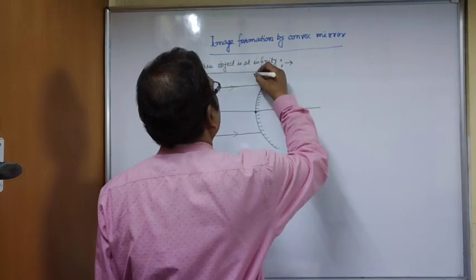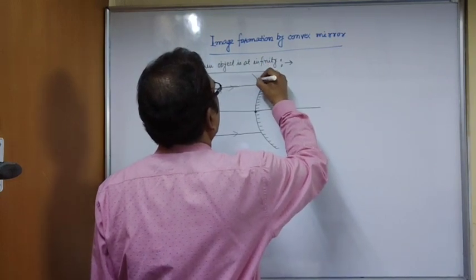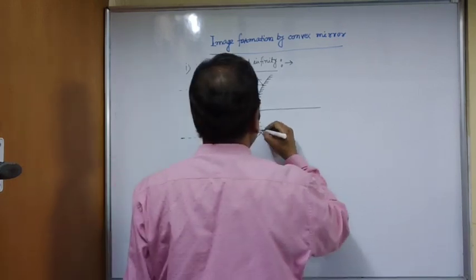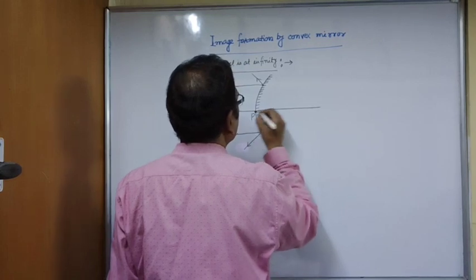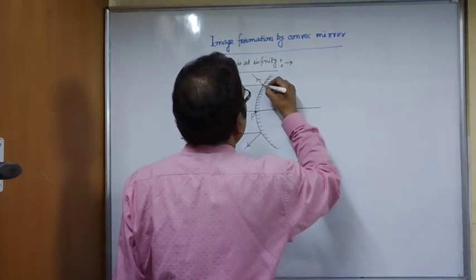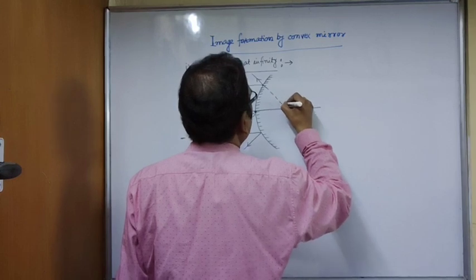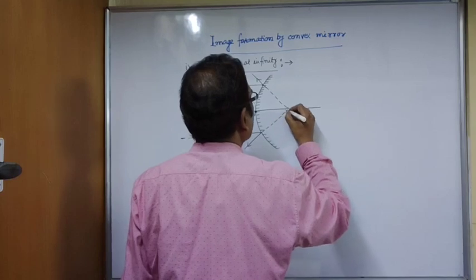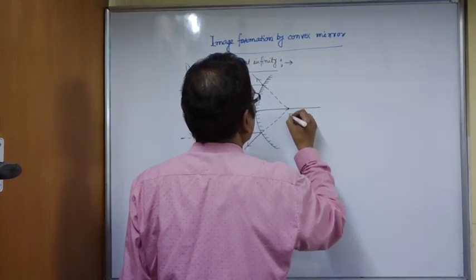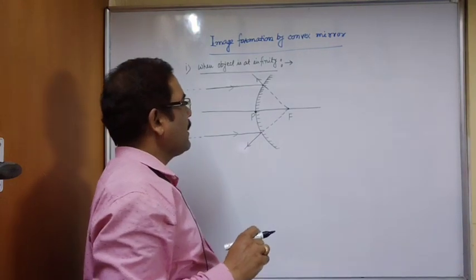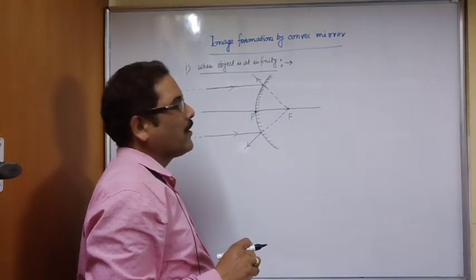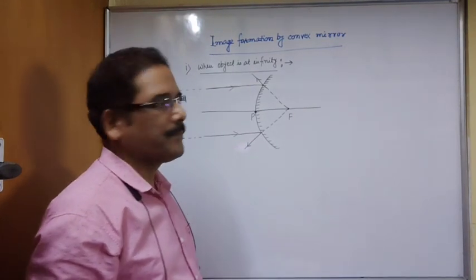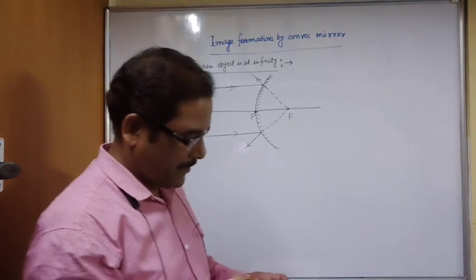So these light rays will reflect back in this direction, and when they are produced, as you know, they meet at a point. That point is known as focus. So you will get an image at F when the object is at infinity. This is the first case. Now the second case.